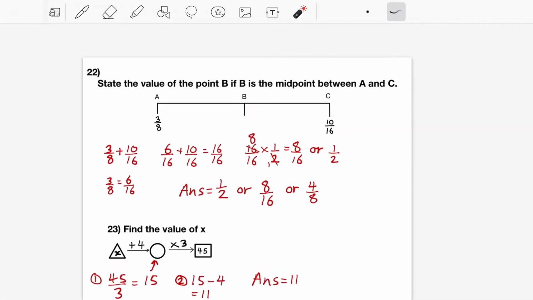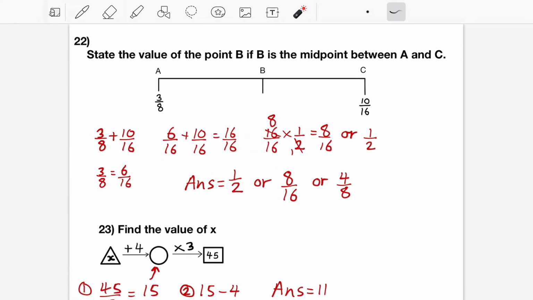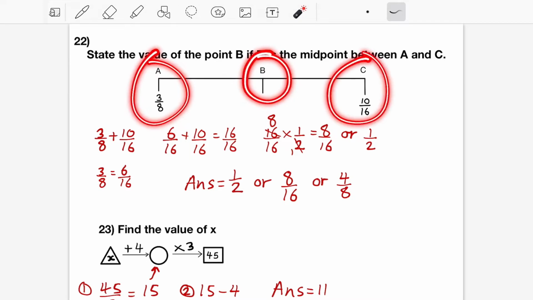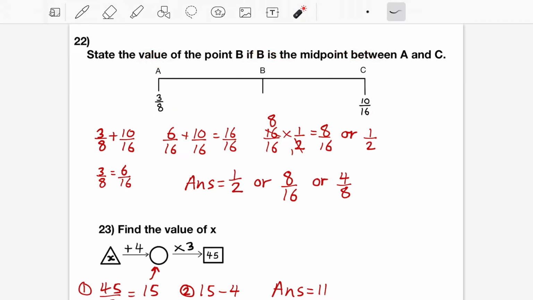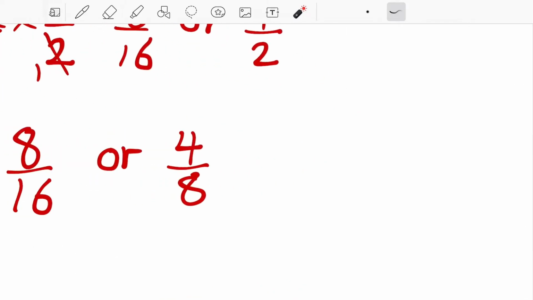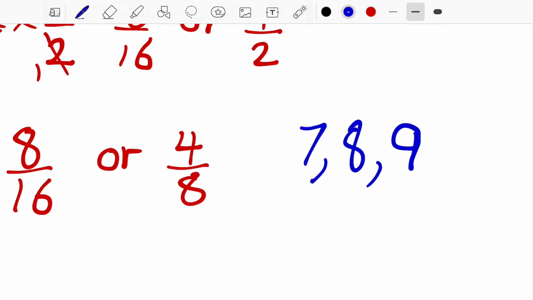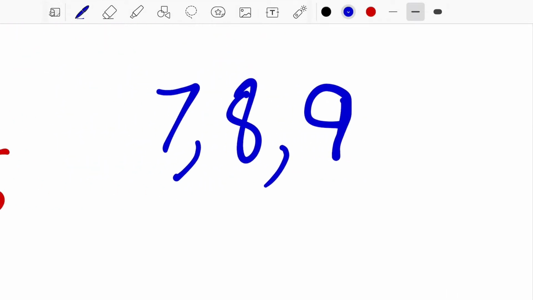Number 22. State the value of the point B. So point B is the midpoint of A and C. So let me give you a simple example of how we can understand this. If I give you two numbers, 7 and 9, and I ask you what is in the middle of 7 and 9, you would tell me 8 because this is easy. But if it was not that easy, that we can work it out mentally, here's how we can do it.